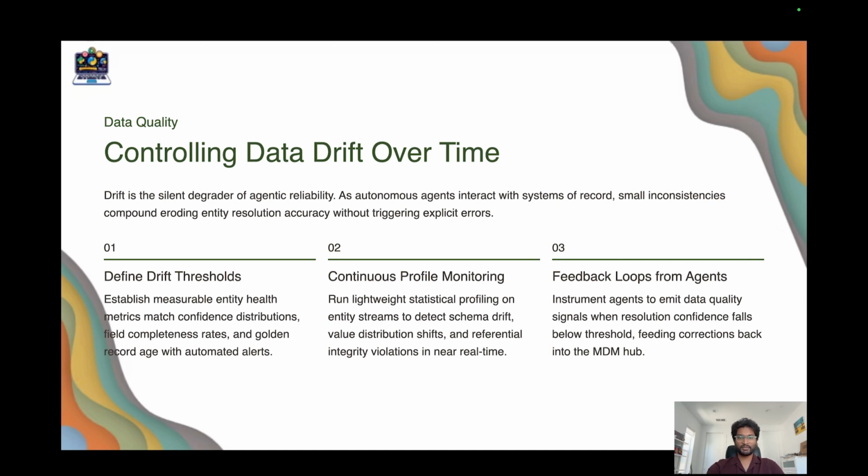You fight it by making it visible. Three ways. You define drift thresholds, match confidence, field completeness, record age, and you alert the moment they move. You profile continuously. You watch the entity streams for schema shifts and distribution shifts in real time instead of finding out at the end of the next audit. And you control the loop with the agents themselves. When an agent's confidence drops, that is a signal. Feed it back into the hub as a correction. The principle underneath all three is the oldest one in operations. You cannot fix what you cannot see. So make drift something you can see.